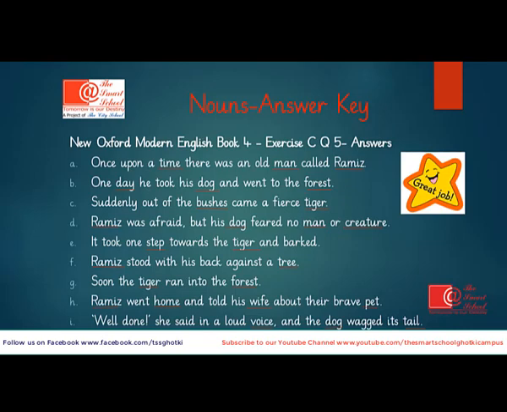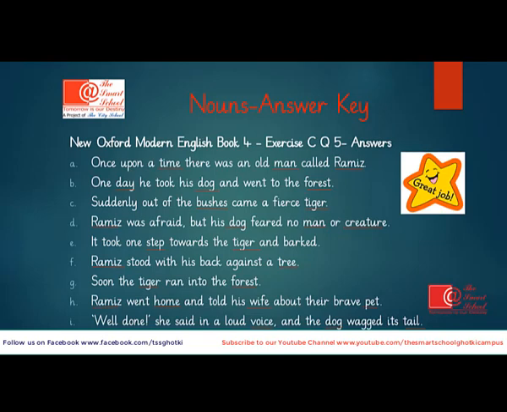Ramiz was afraid, but his dog feared no man or creature. In this sentence, Ramiz, dog, man, creature. These are all nouns. Good job. It took one step towards the tiger and barked. Step and tiger. These are both nouns. Very good. Ramiz stood with his back against a tree. Ramiz and tree. These are both nouns. Very good.